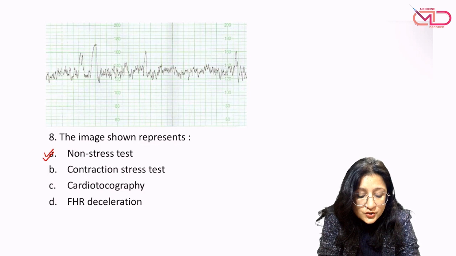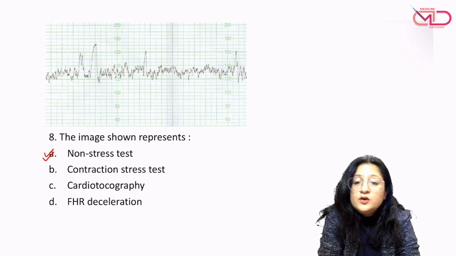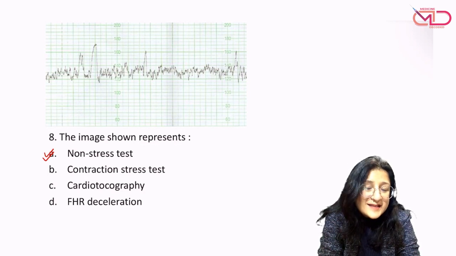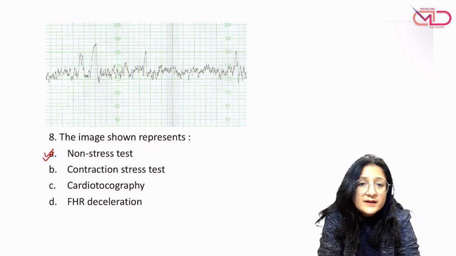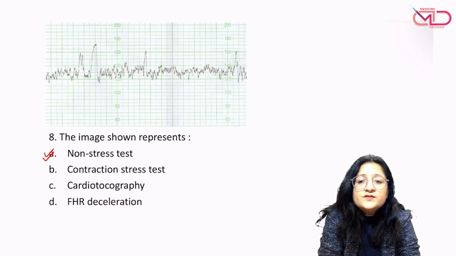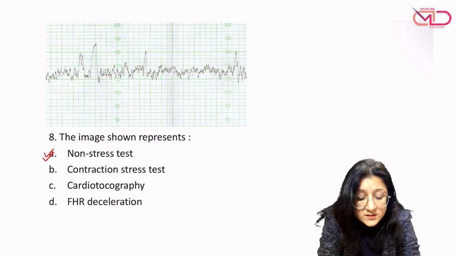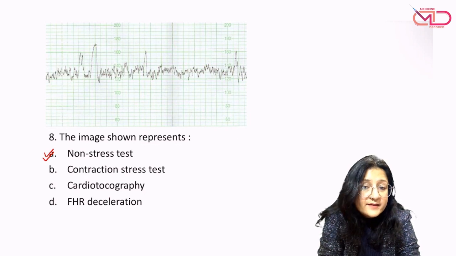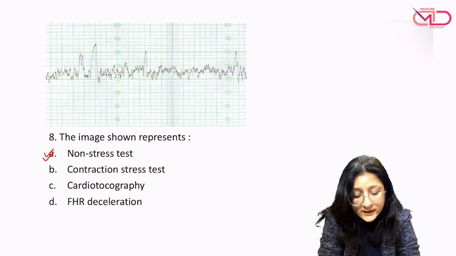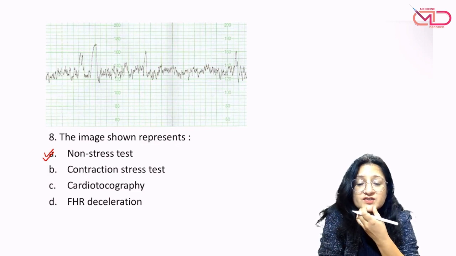And in the image of a non-stress test, we are looking for the baseline fetal heart rate characteristics. We're looking at the beat-to-beat variability. And more importantly, to call it a reactive non-stress test, we're looking at the presence of accelerations, right? And there should be no deceleration. So in this graph here, we're not seeing any fetal heart rate deceleration. So the image shown represents a non-stress test.